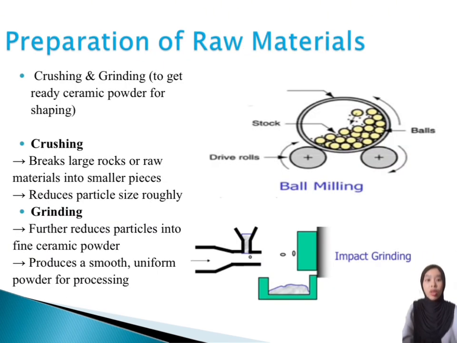For preparation of raw materials, we need crushing and grinding, which is to get ready ceramic powder for shaping. So the first one is crushing, which breaks large rocks or raw materials into smaller pieces, so they can reduce the particle size roughly. Grinding further reduces particles into fine ceramic powder, so it can produce a smooth uniform powder for processing.